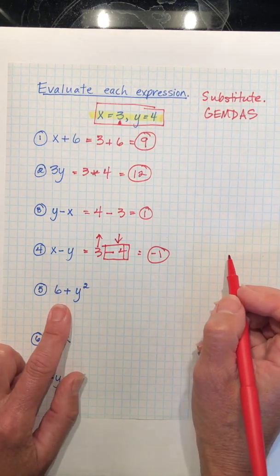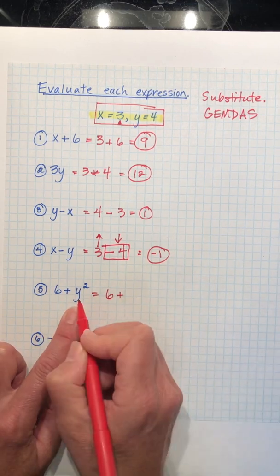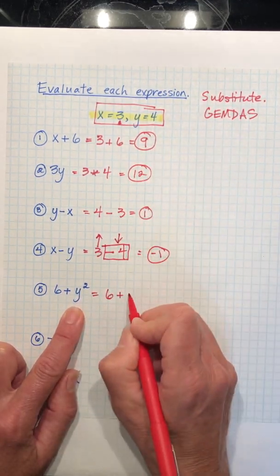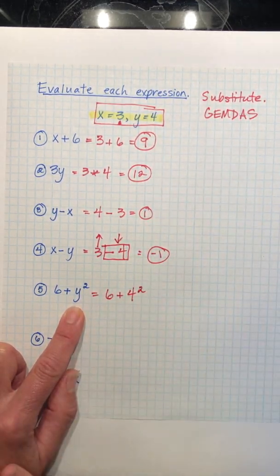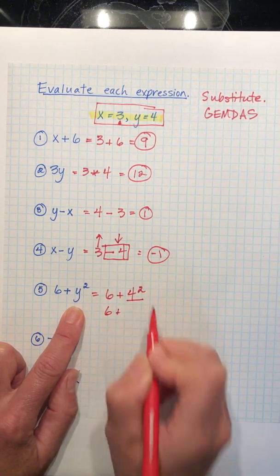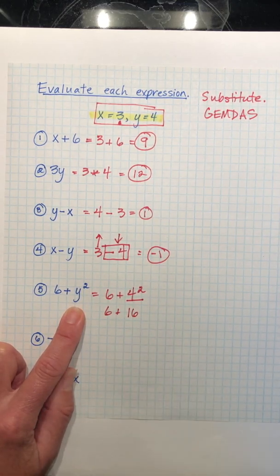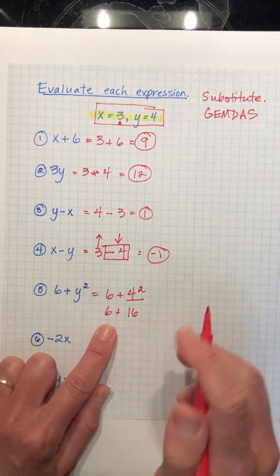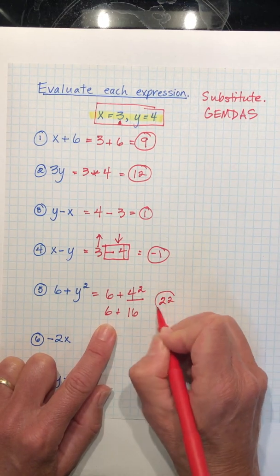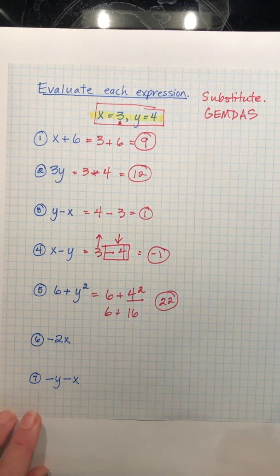Let's come down here. Okay, so I've got 6 plus y is 4, so it's 4 squared. That will equal 6 plus, exponents first, 16. So 6 plus 16, that has a value of 22. 2 more.